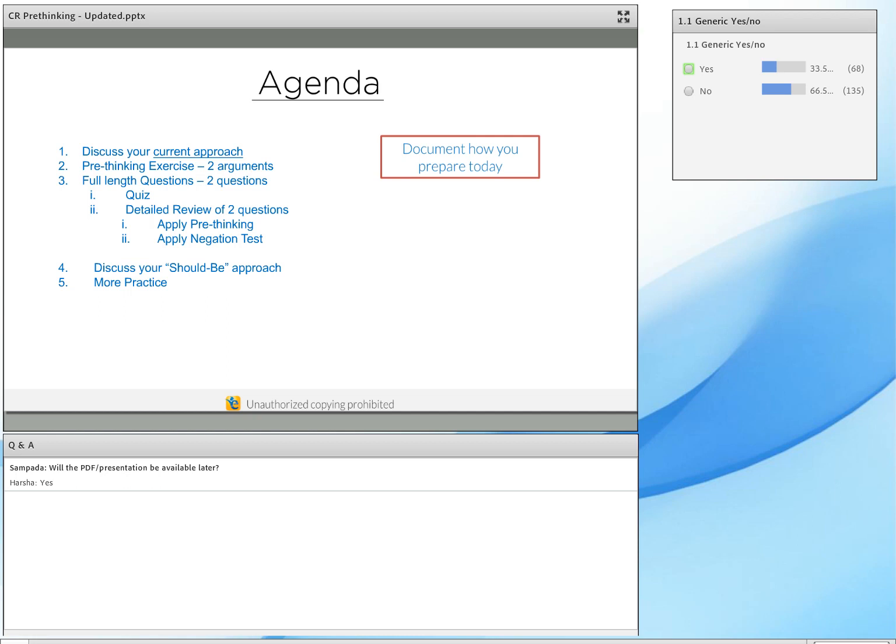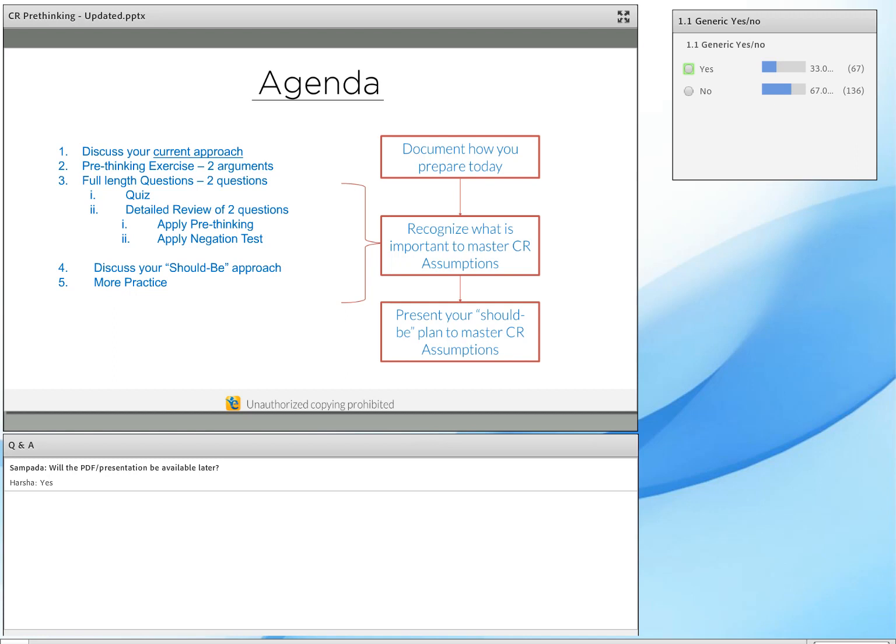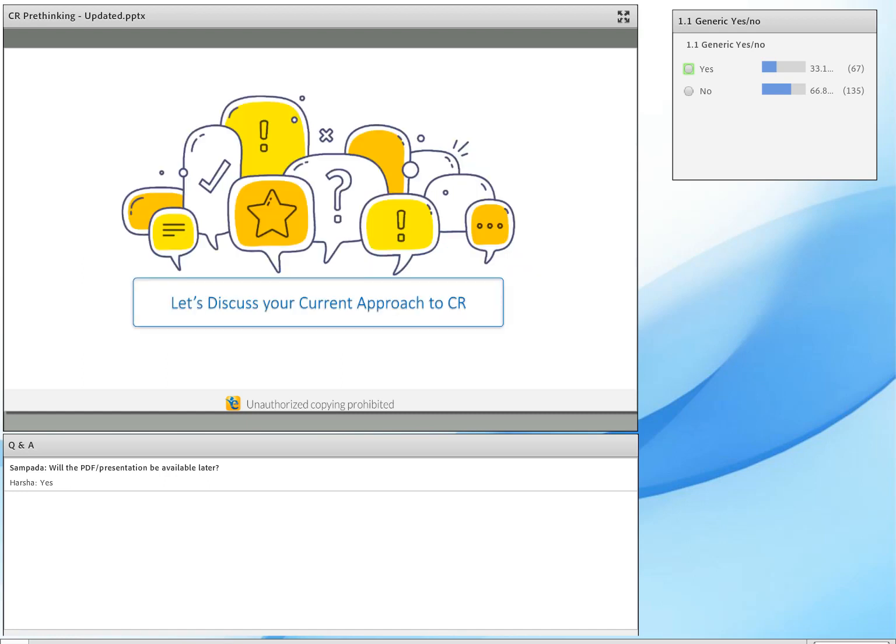So at a very high level, we'll document how you prepare today. Then we'll recognize what's important to master assumption questions. And in general, even though we'll focus our attention just on assumption questions, whatever we talk about today will be applicable to all argument-based questions in critical reasoning. And then we're going to create a plan for you to excel in CR.